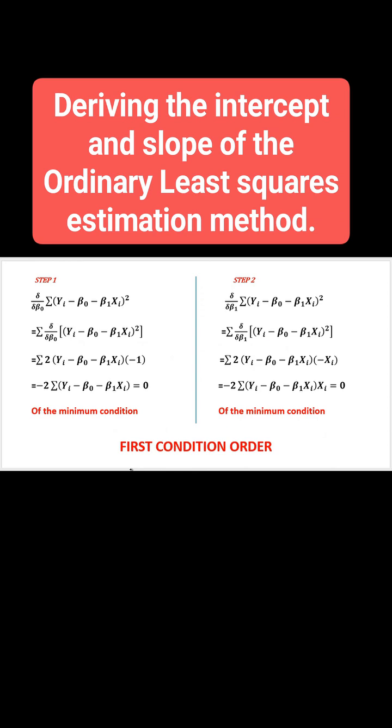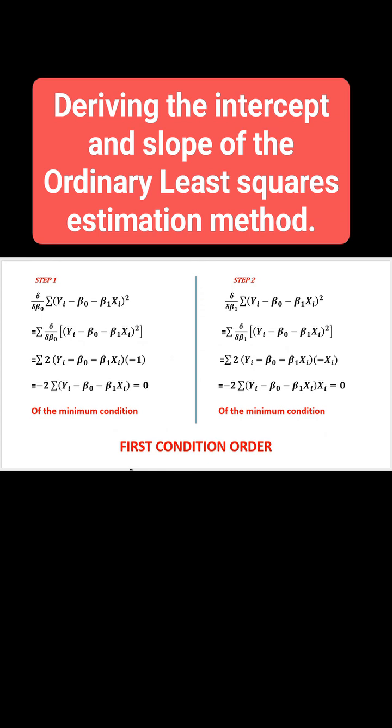I've divided this into two parts, which are step 1 and step 2. In step 1 we have our first derivative, and then we have our second derivative. In step 2 we call these derivatives the minimum conditions, and then we call the whole process the first order condition, right? So let's get to step 1.